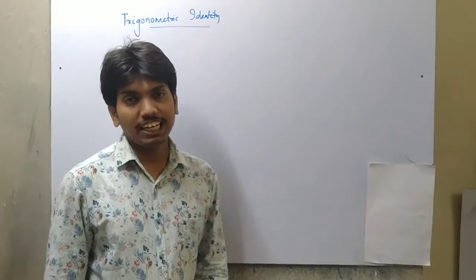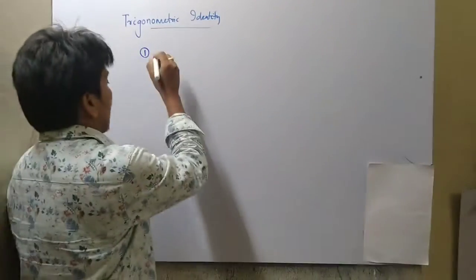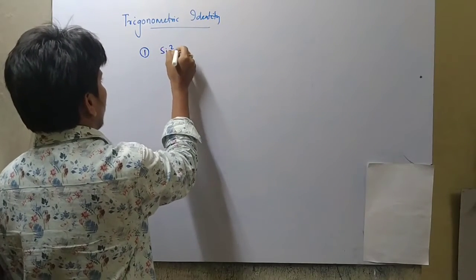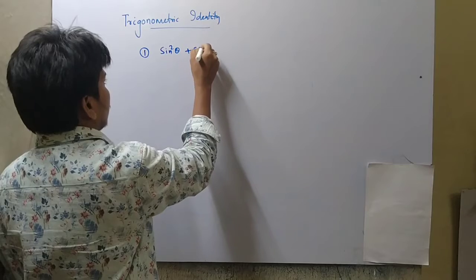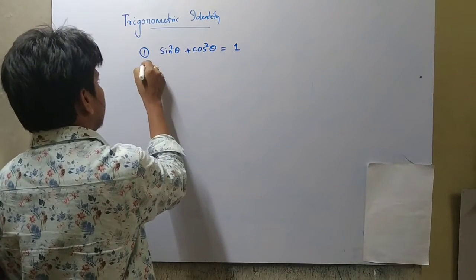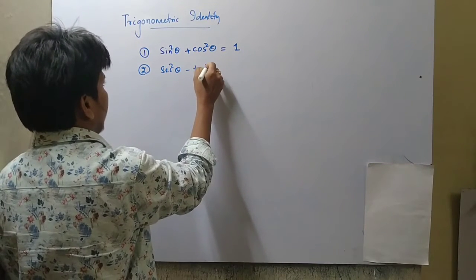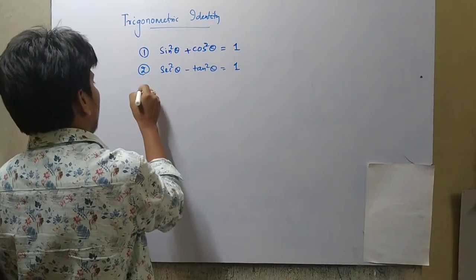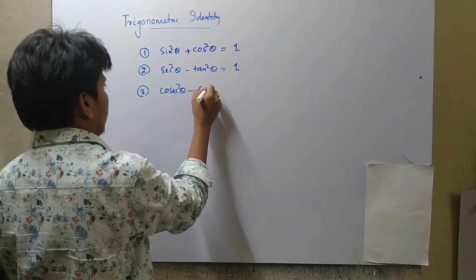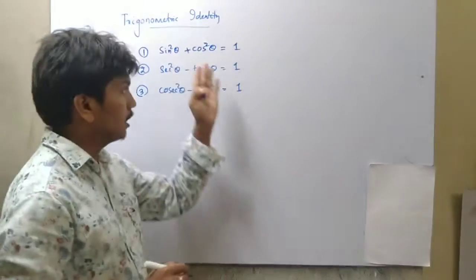Now I am giving a short trick to eradicate your tension, on how to remember these three formulas. Number 1 is sin square theta plus cos square theta is equal to 1. Number 2 is sec square theta minus tan square theta is equal to 1. Number 3 is cosec square theta minus cot square theta is equal to 1. These are the three formulas.